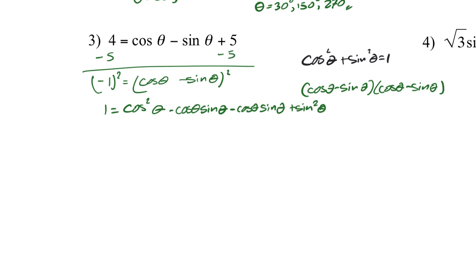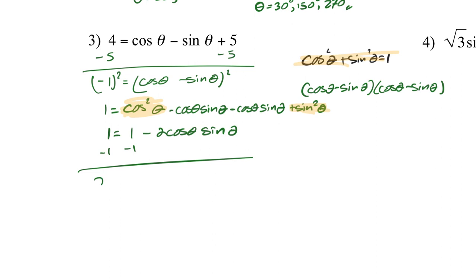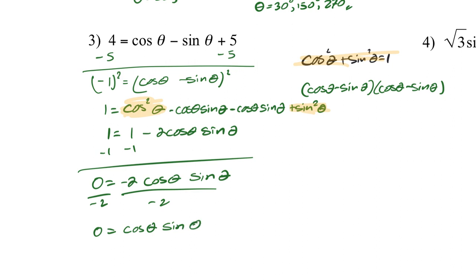Now, keep in mind that this plus that is the same as this identity that we have here. So that means that I can substitute the 1, then I have minus 2 cosine theta sine of theta. Then I can subtract 1 on both sides, so I got 0 equals negative 2 cosine of theta sine of theta. And if you want, we can divide by that negative on both sides, so I got 0 equals cosine of theta sine of theta.